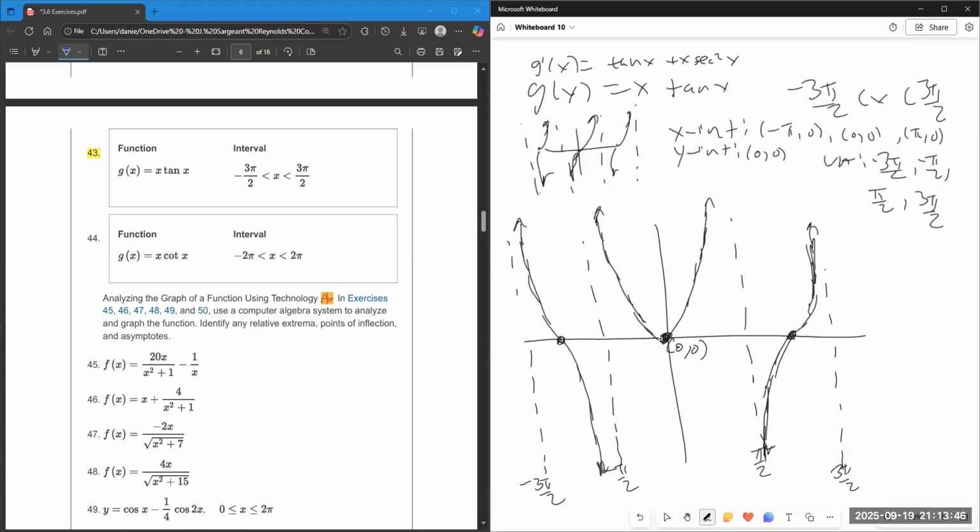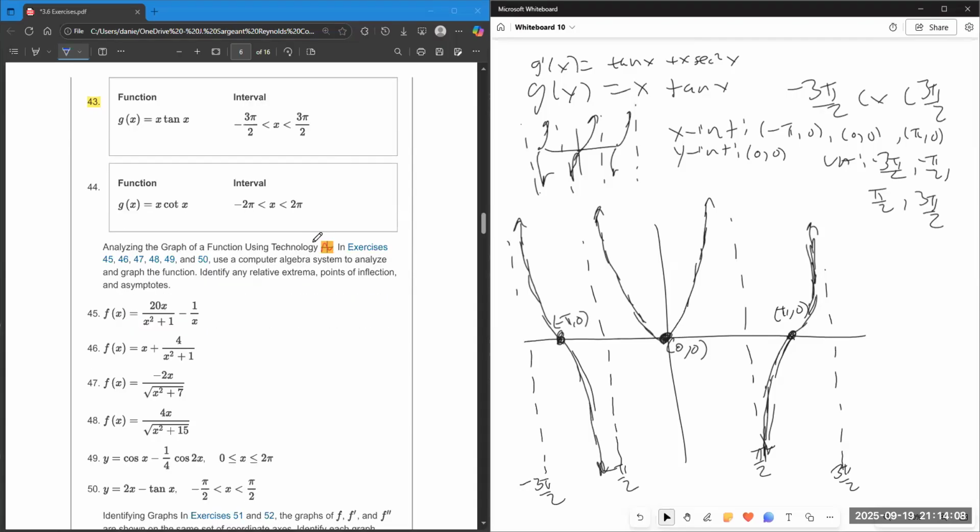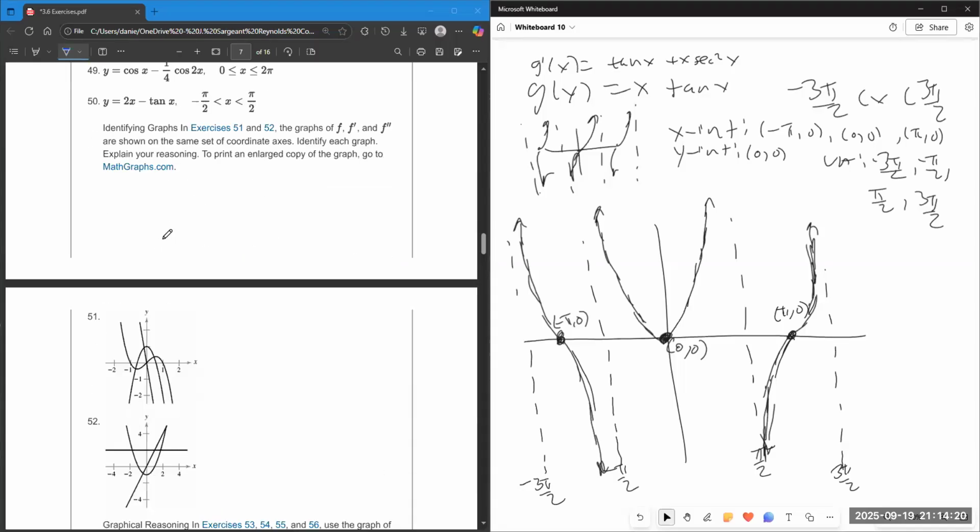Points of inflection will be at negative pi, 0 and at pi, 0, where my concavity changes from concave up to concave down and from concave down to concave up there. So already those are interesting points that I've already found. Really no need to find them again with derivatives. Let's move on to 55, I believe, is the next problem.